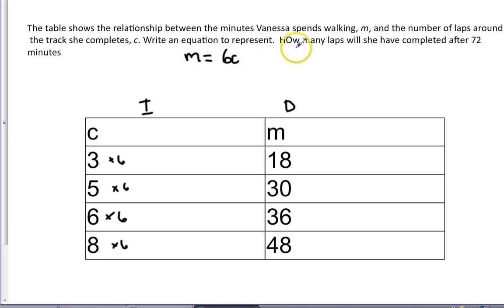So the next question says, how many laps will she have completed after 72 minutes? So I have to plug that in. This is the next question on your study guide. So it becomes 72 equals, because I'm plugging in for minutes, 6C. And then this becomes a division equation, so I divide by 6 on both sides to get to C equals 12 laps.